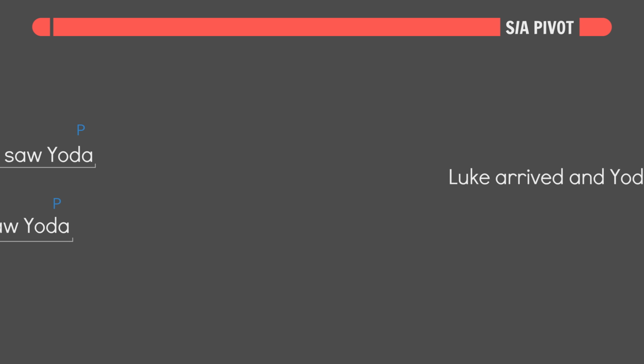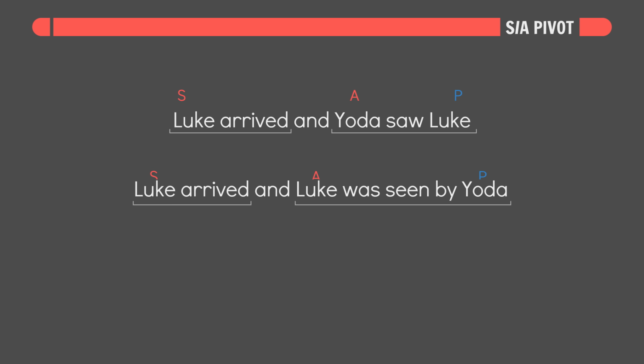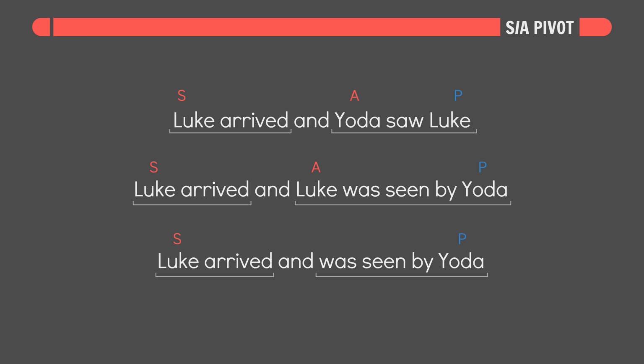If we had something like Luke arrived and Yoda saw Luke, we couldn't eliminate anything because S and A are different. Instead, we'd have to rearrange the sentence to make S and A the same. That is, we use a thing called the passive voice. Luke arrived and Luke was seen by Yoda. Now we can use the SA pivot to get rid of Luke without any problem. Luke arrived and was seen by Yoda.